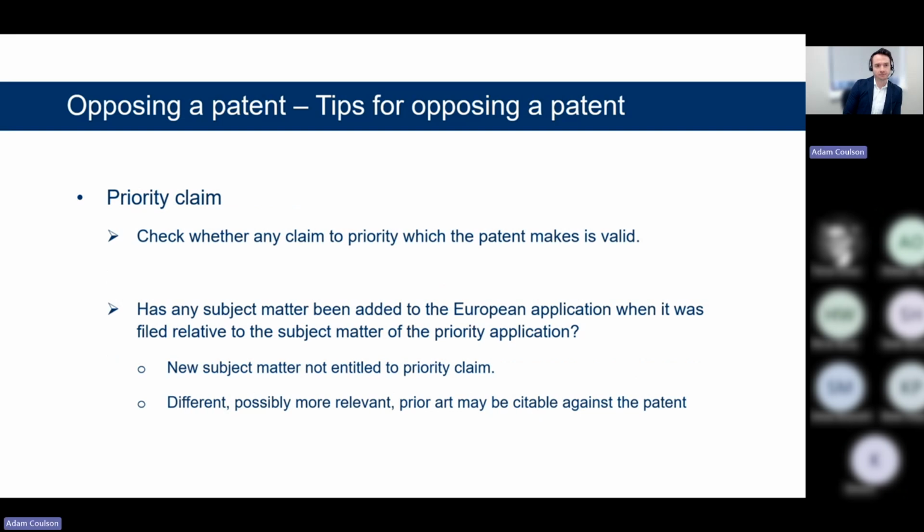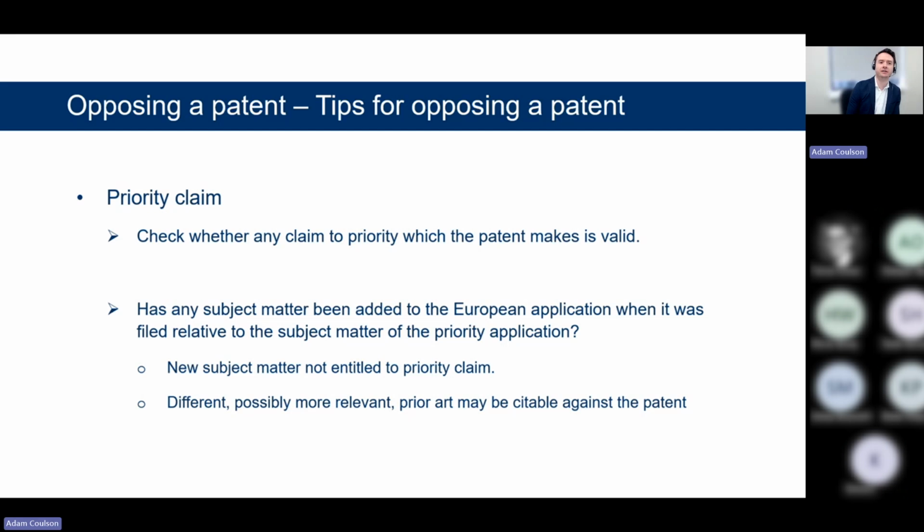Priority claim. So, check whether any claim to priority which the patent makes is valid. For example, for a valid priority claim, the applicant of the European patent application must be the same as the applicant of the priority application or be a successor entitled to the applicant at the filing date of the European patent application. If this is not the case, the defect cannot be cured after filing and the priority claim will not be valid.